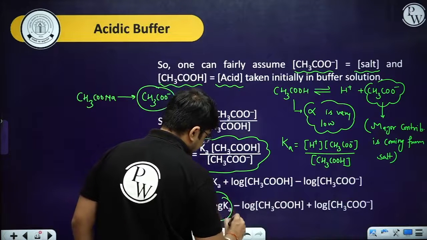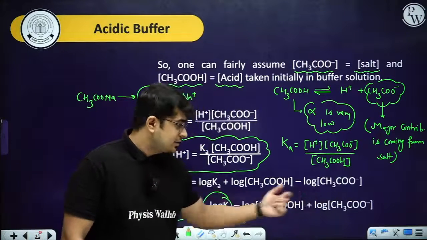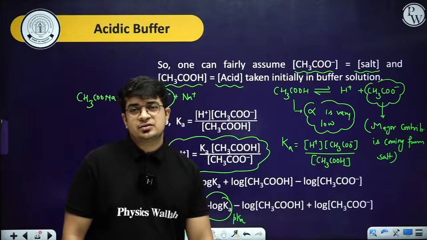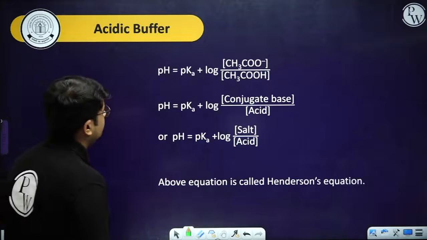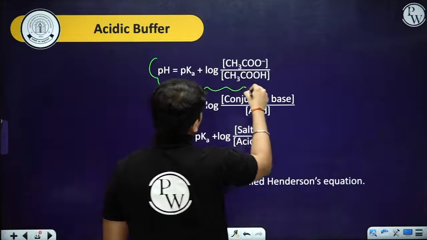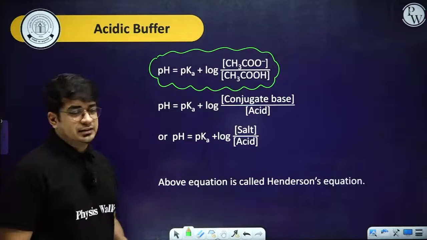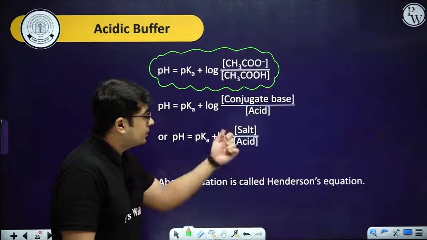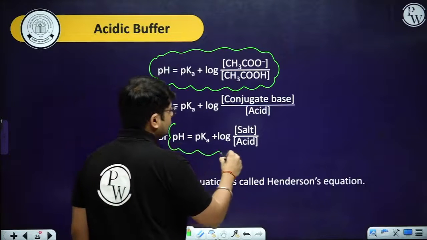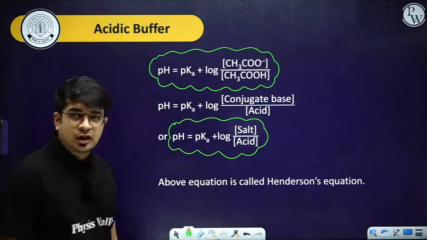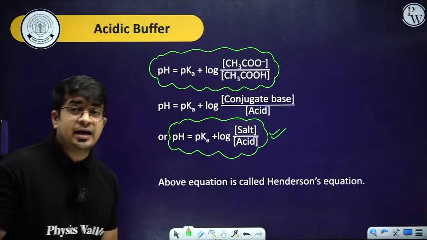This part is nothing but pKa, and then plus log CH3COO negative minus log CH3COOH. Log A minus log B is equal to log A upon B. So finally you can write down the equation that pH will be equal to pKa plus log of CH3COO negative upon CH3COOH. Or you can say the concentration of conjugate base divided by acid, where this conjugate base is coming directly from the salt. That means the final equation becomes pH is equal to pKa plus log concentration of salt upon acid. That's it. And this equation is known as the Henderson-Hasselbalch equation.